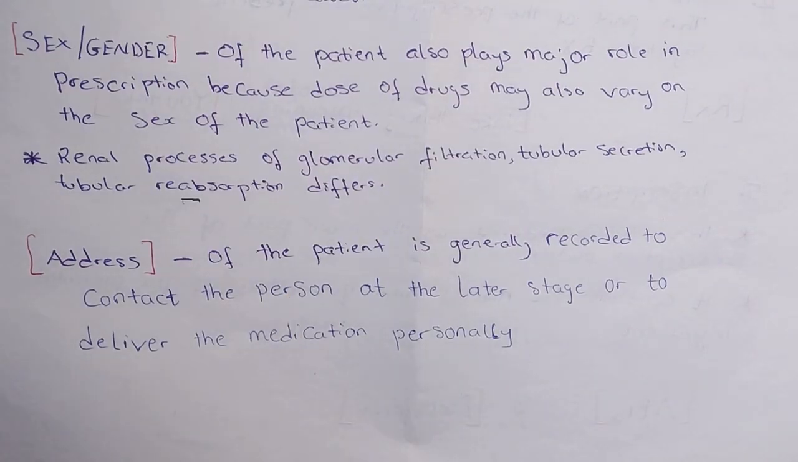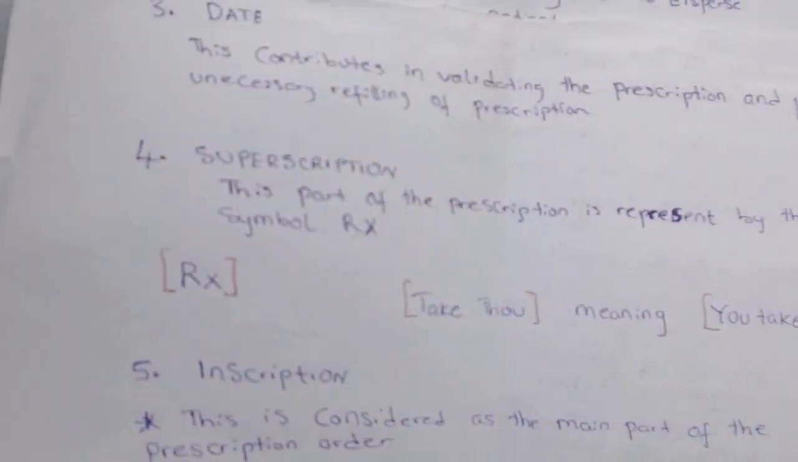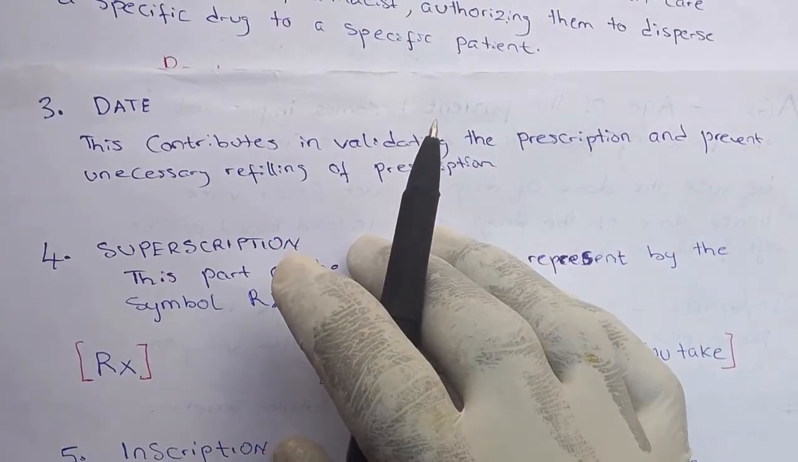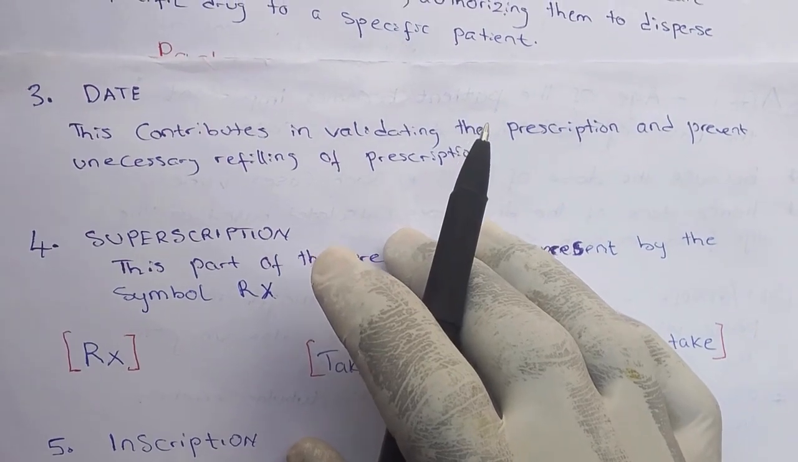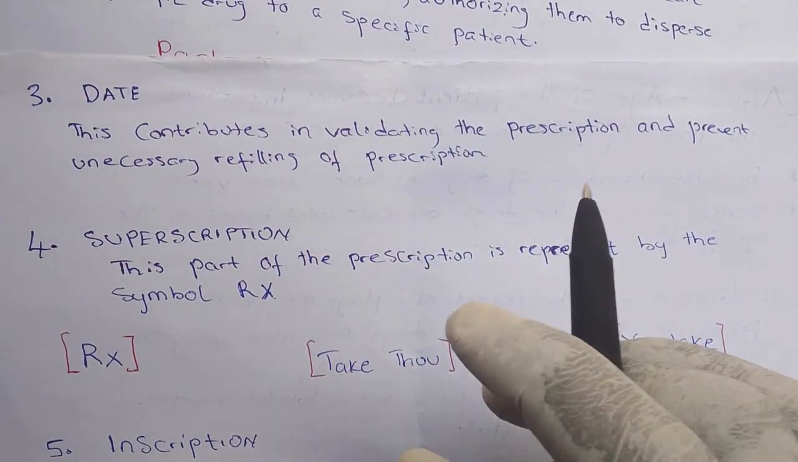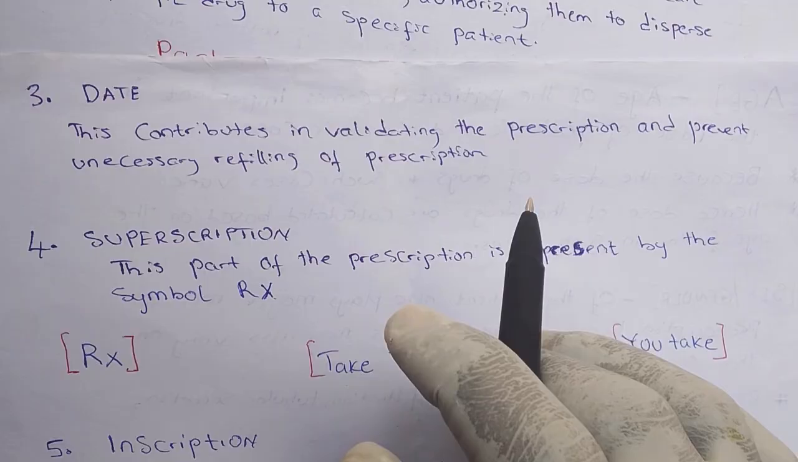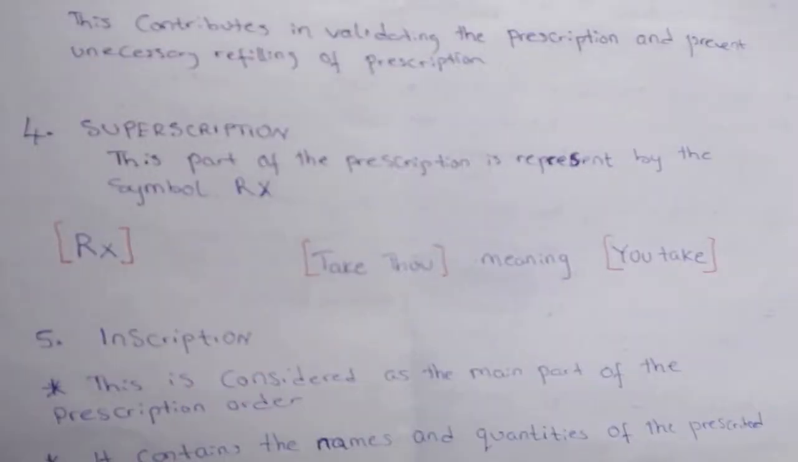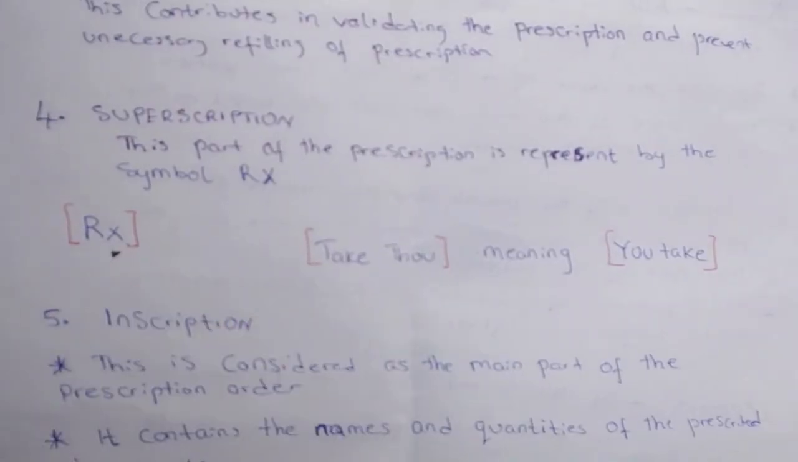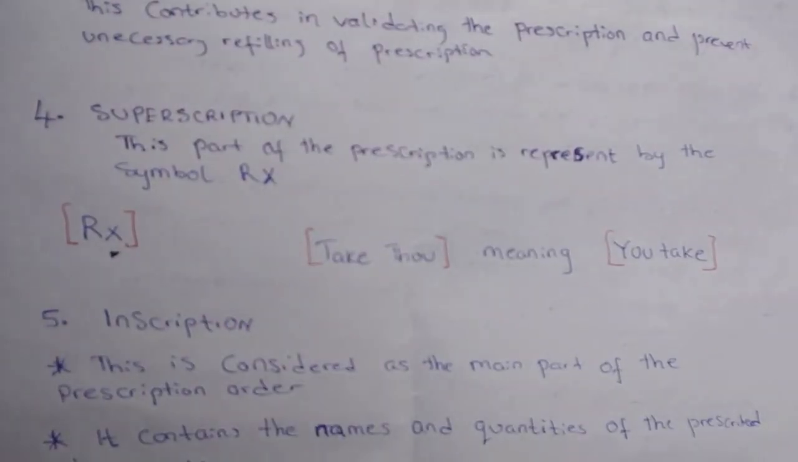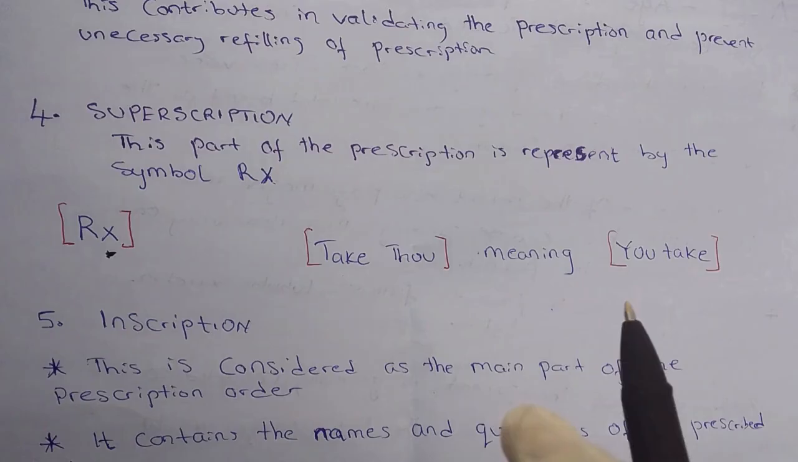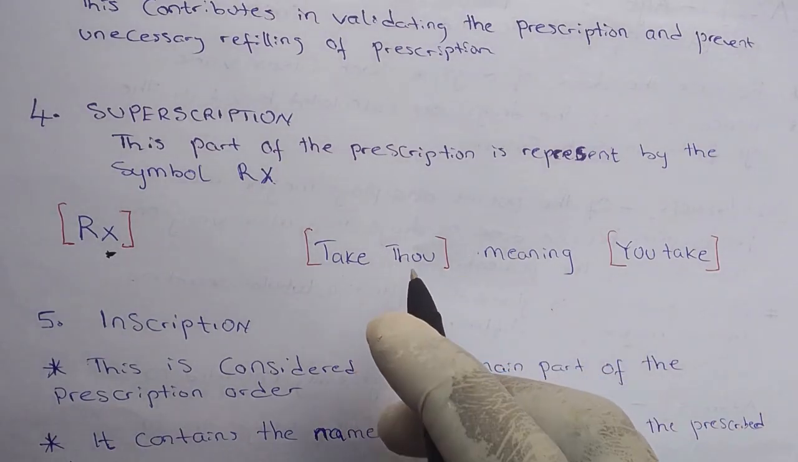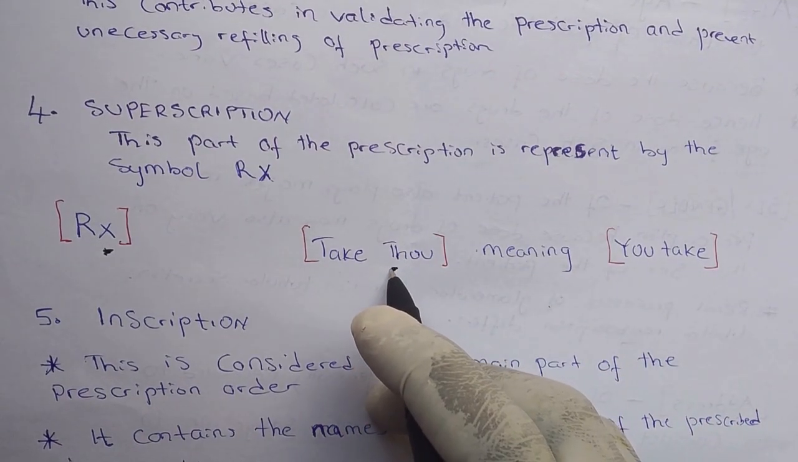The third one is date. Date. This contributes in validating the prescription and prevents unnecessary refilling of the prescription. It is of utmost importance in case of narcotics. 4. Superscription. This part of the prescription is represented by the symbol Rx. In the ancient times, it was considered as a prayer to Jupiter, the god of healing, for the fast recovery of the patient. Nowadays it is used as an abbreviation for the Latin term, take thou, which means, you take.